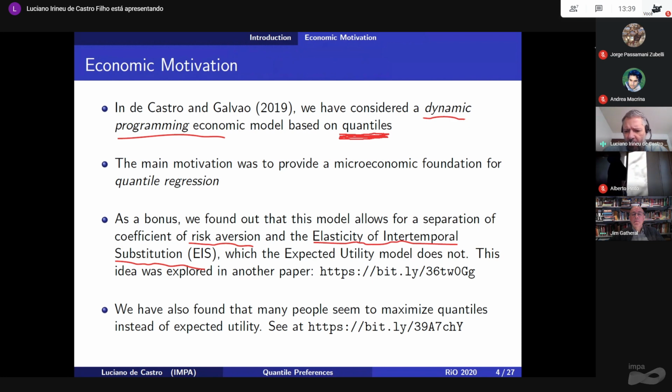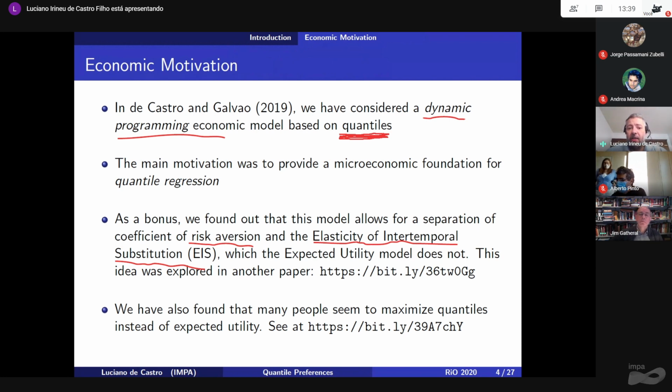We also have other papers. This is a project that got us very excited. We actually went into experiments and we did an experiment with another co-author who is an expert in this field, and found that many people actually seem to maximize quantiles instead of expected utility, which, for me at least, was very surprising, but it was something that we found, and it seems very robust.